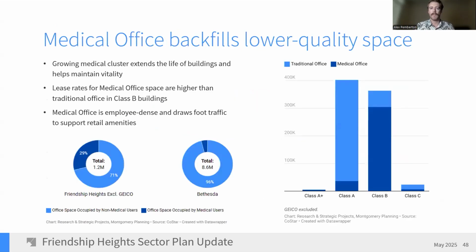And so what we've seen, which is a bit of a bright spot, is that the medical office sector has really played an important role by backfilling a lot of this space. This has happened organically. Nobody's planned this. It's just happened because it makes economic sense for the building owners. Medical office users are now the dominant occupant of the older, what we call Class B office space in Friendship Heights. These owners have pivoted to market directly to medical users because they can achieve significantly higher rents than from traditional office users. This, of course, aligns with some of the demographic information that Atara shared.